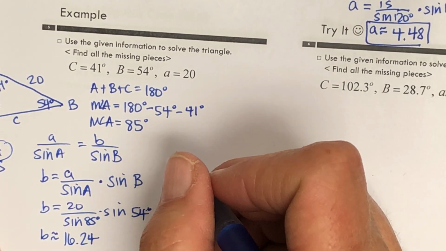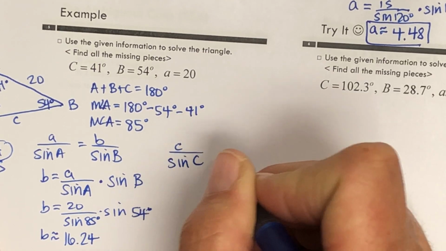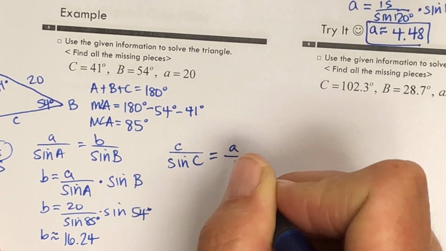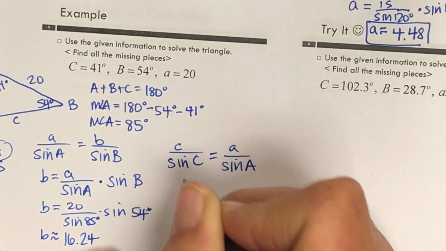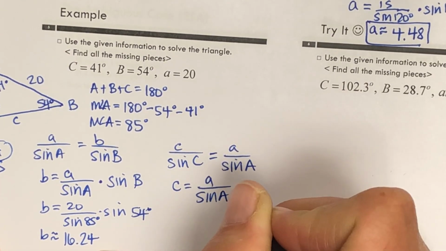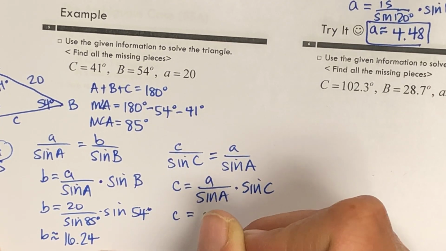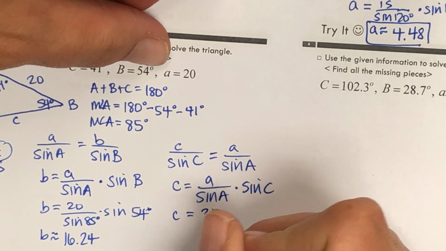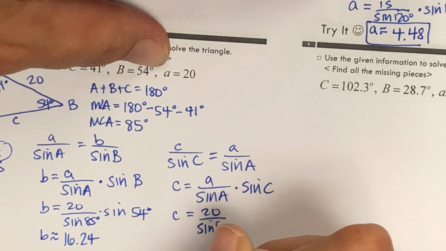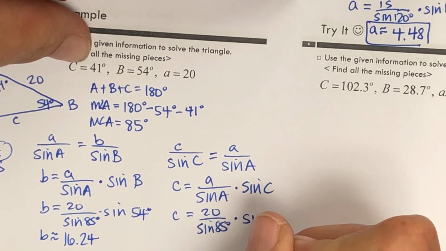Okay, and now I'm going to find C, and this time I'm going to write it a little bit better for you guys. So I'm going to write the C on this side equals A over sine A. So C is going to equal A over sine A times sine C. C is equal to 20 over the sine of 85, which I just used on the last calculation, times the sine of 41.